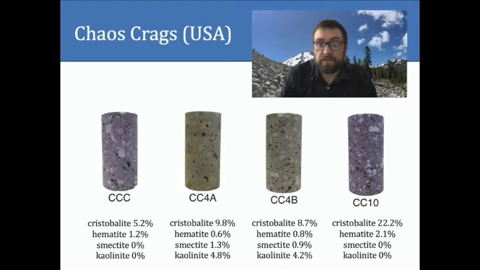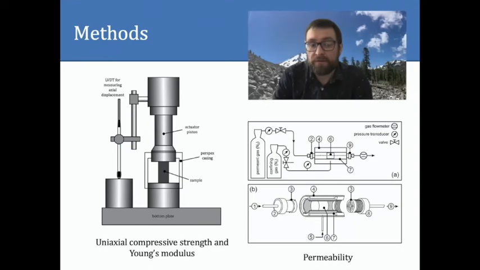Here are photographs of cores prepared from the collected samples, together with their alteration assemblages. As we can see, although all samples contain cristobalite and hematite, samples CC4A and B also contain smectite and kaolinite. Here we consider samples CCC as a relatively unaltered end-member. Petrophysical properties of the samples were then measured in the laboratory. We first measured their porosity and permeability.